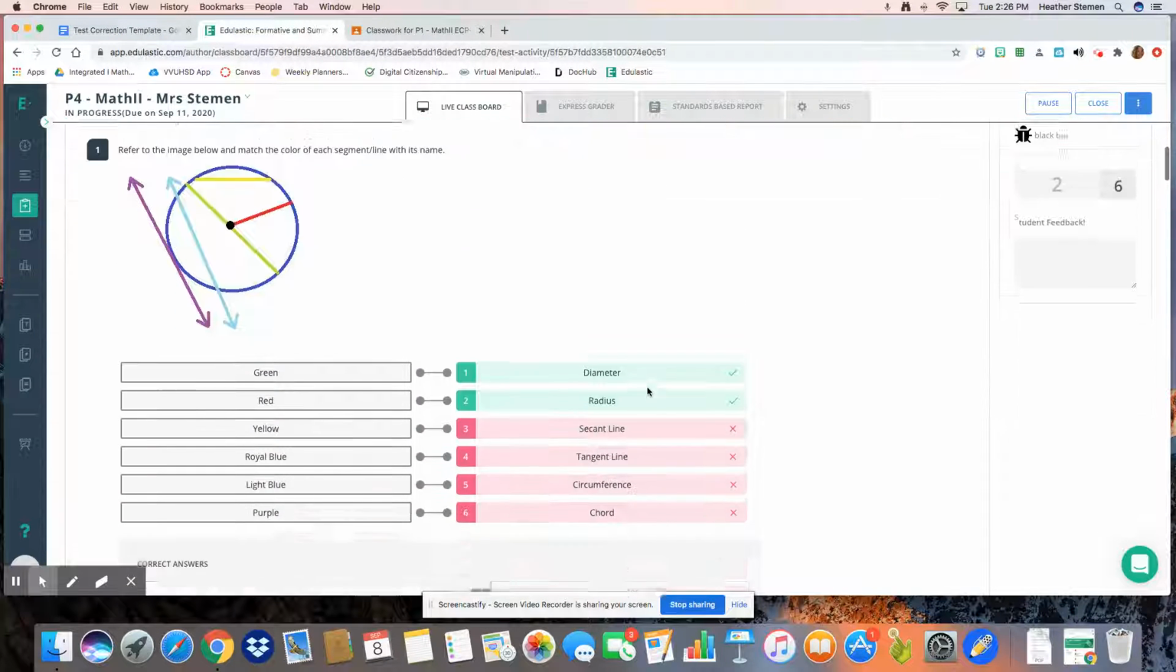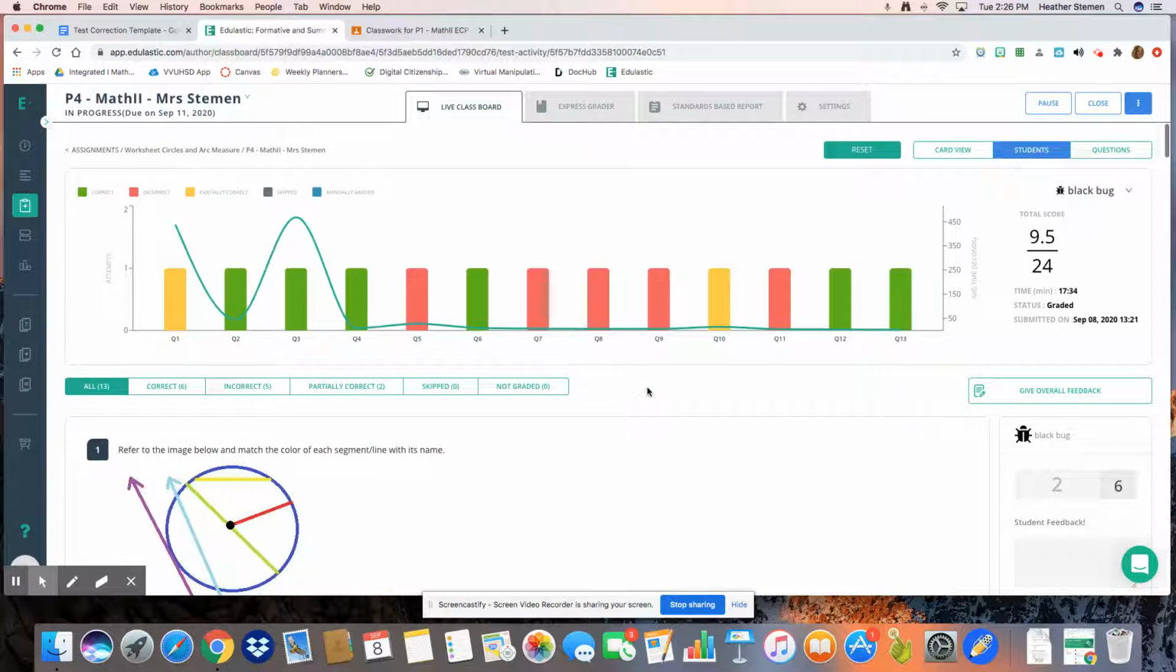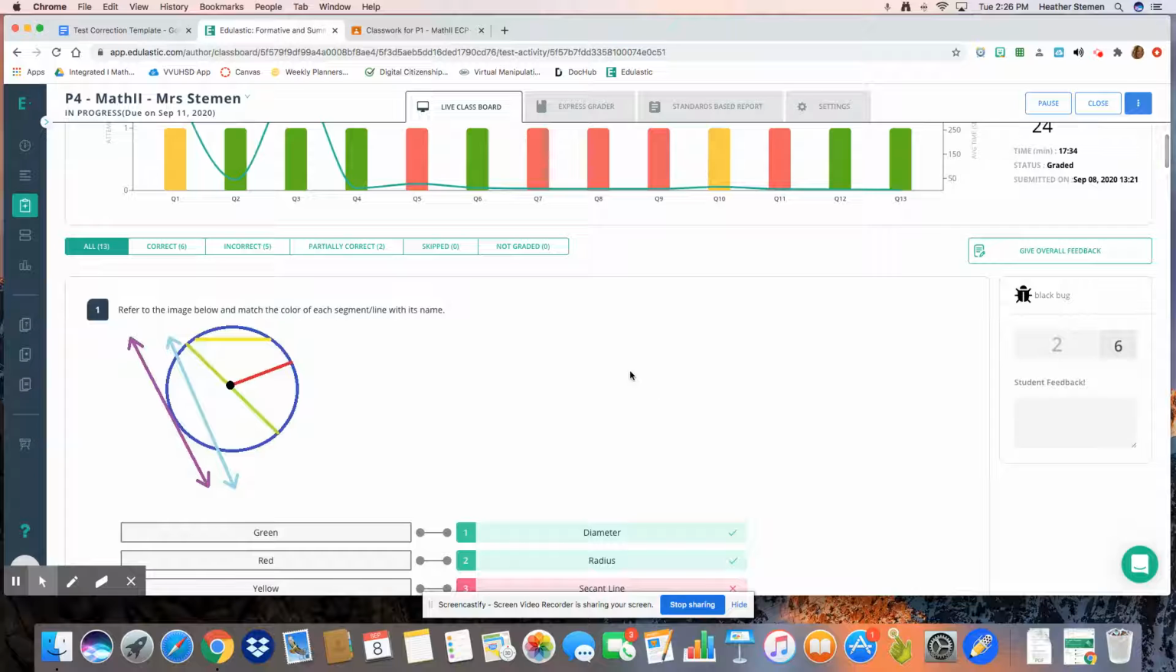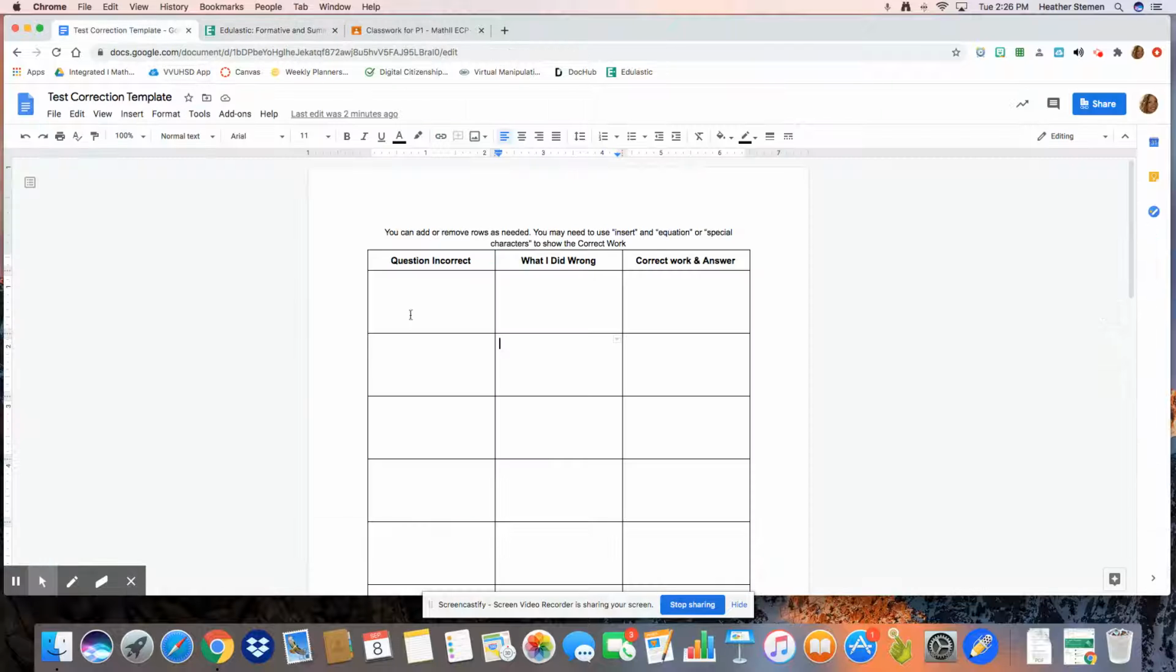So this is an example of our review we were doing today. I randomly pulled somebody up. So I'm going to go through what a good test correction would look like. Okay, notice how there's 3 columns. You are required to fill out all 3 columns for every question. If you do not, I will not grade it.